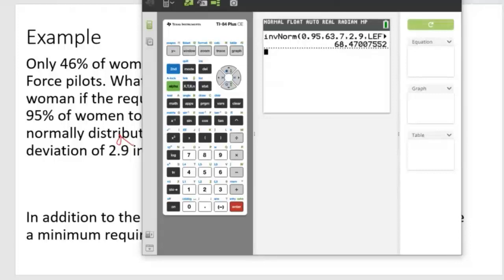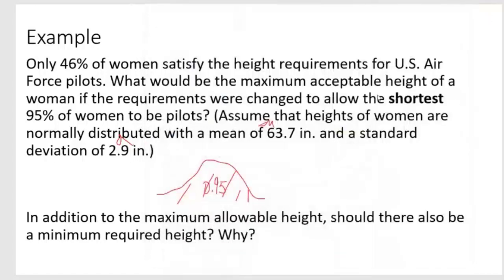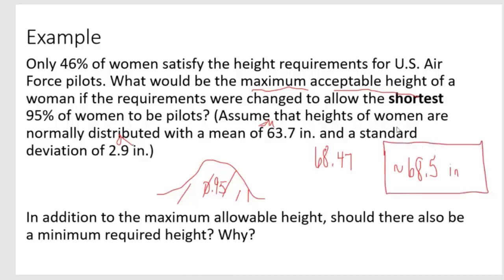That's an awfully close rounding. So 68.47, and then let's look at what that means here. 68.47 was the value it gave. But the question again was, what is the maximum acceptable height? So I'm going to say that it's about 68.5 inches. Okay, and that would be my answer on that one.